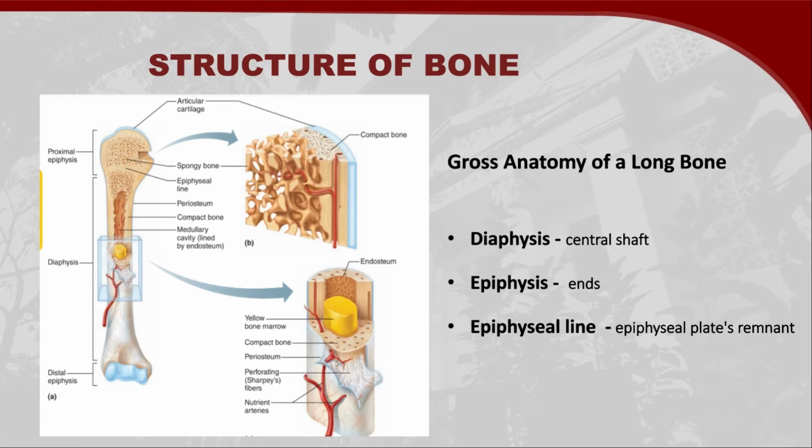The following are the major anatomical areas of a long bone. Diaphysis is the central shaft. Epiphysis is the ends. The epiphyseal line is where the epiphyseal plate remnant is. It is where the elongation of bones occurs.